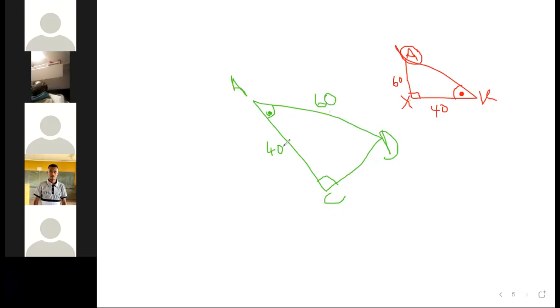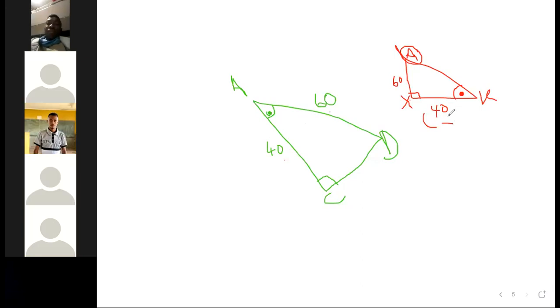the hypotenuse? This one we can use tan. For K, we're gonna say tan K is equal to 60 over 40. That's what we can use.